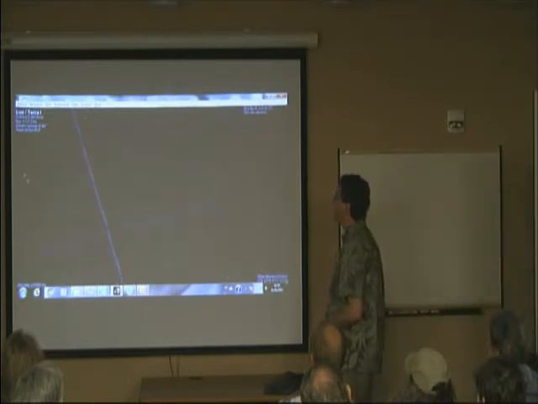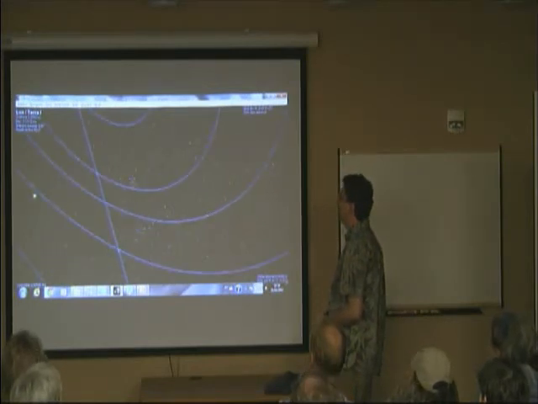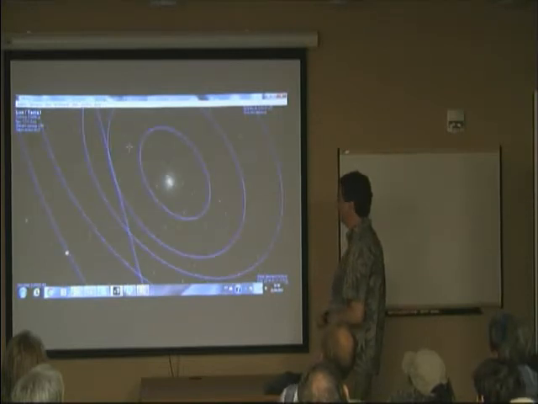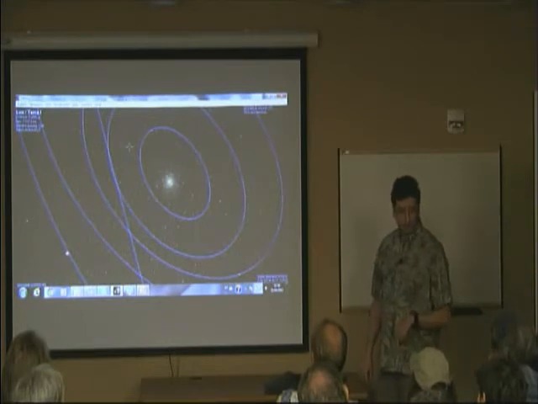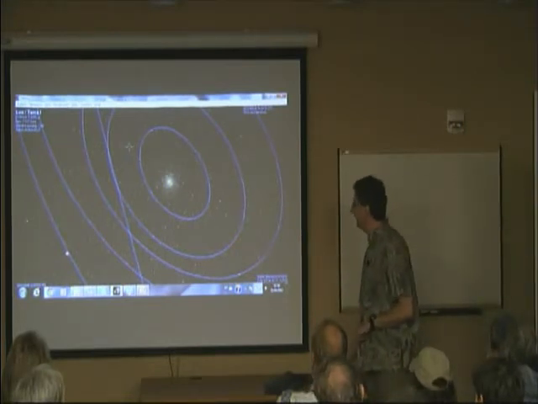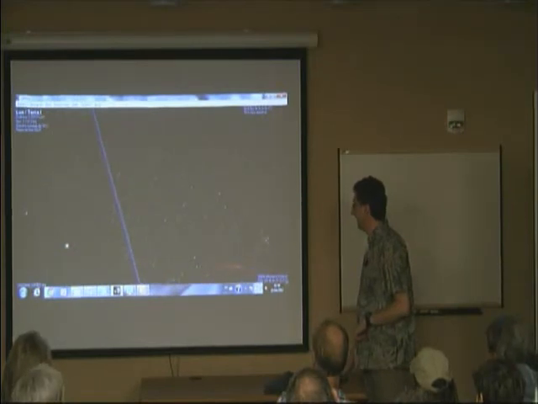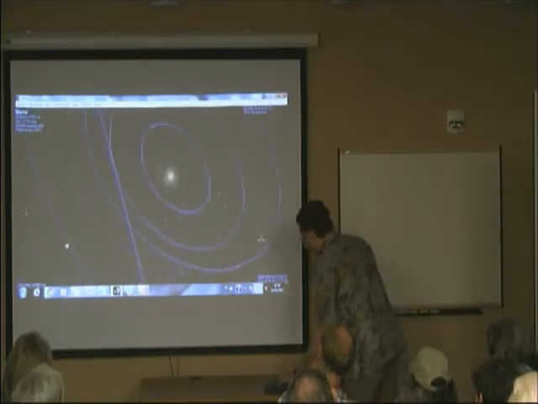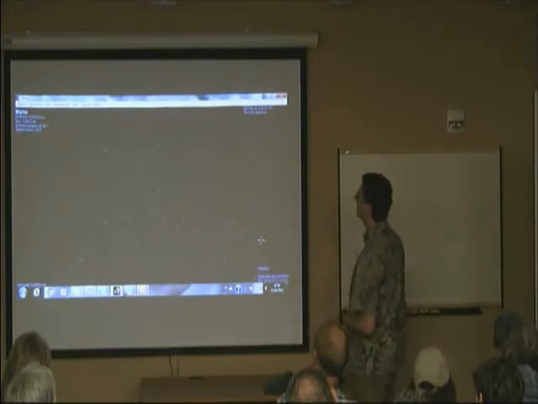The Sun will be the center. This is the orbit of Venus and Mercury, and the Sun is at the center. And you see, we can even notice the orbit of the Moon around the Earth at this scale. Mars.